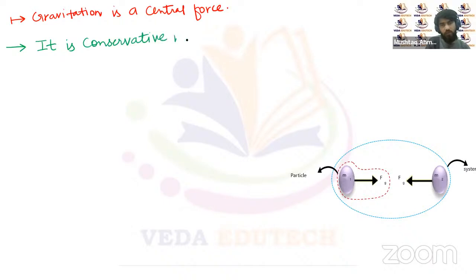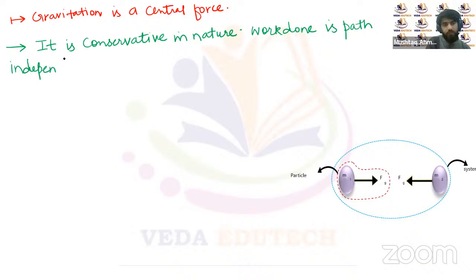It is conservative in nature. Conservative in nature means that the work done in the gravitational field only depends upon the initial and final points, right? Or we can say the work done is path independent. So in the gravitational field, the work done is path independent, right?